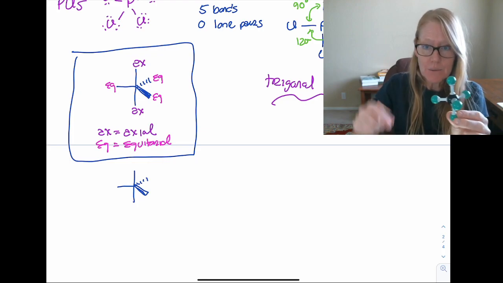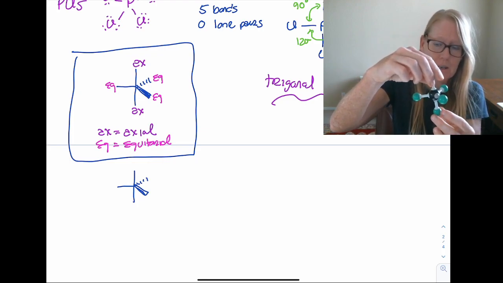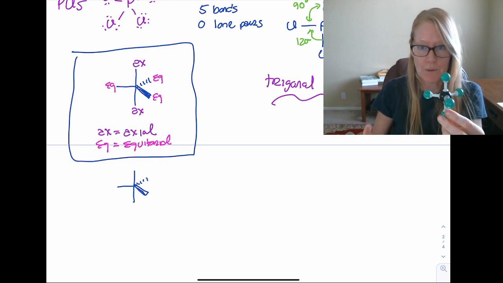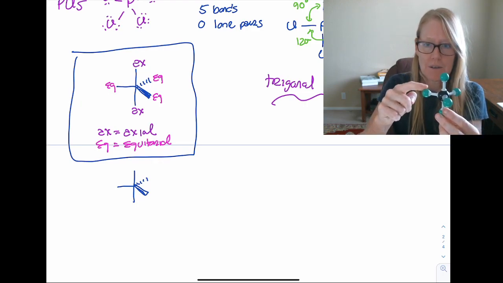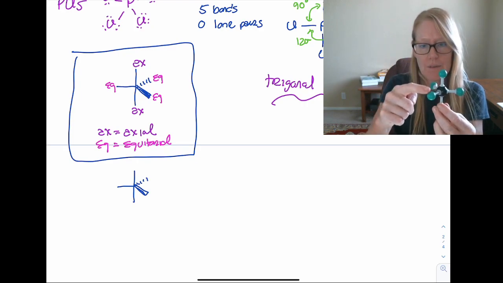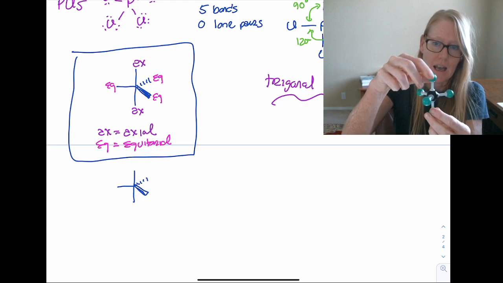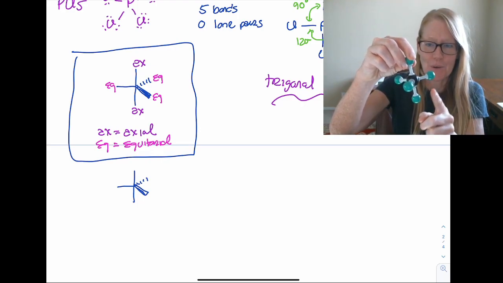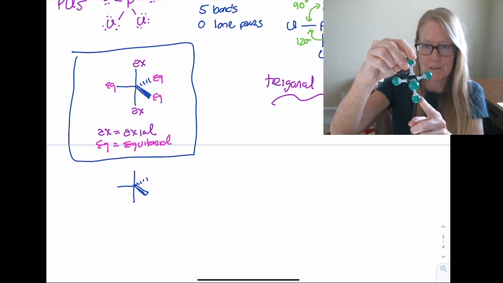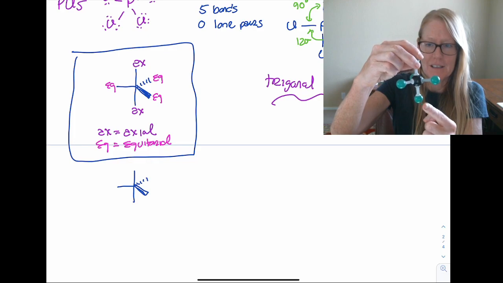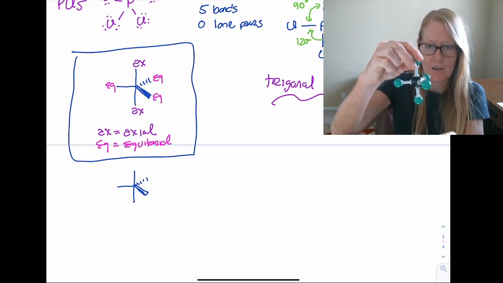And then my axial positions were the top and the bottom, and I do have 90-degree bond angles between those and my equatorial. So between here and here is 90, between this one and this one is 90, this one and this one is also 90 degrees. And then if I hold on to my top axial position, between equatorial and the axial on the bottom. So 90 degrees between there and there, between here and here, and then between here and here.